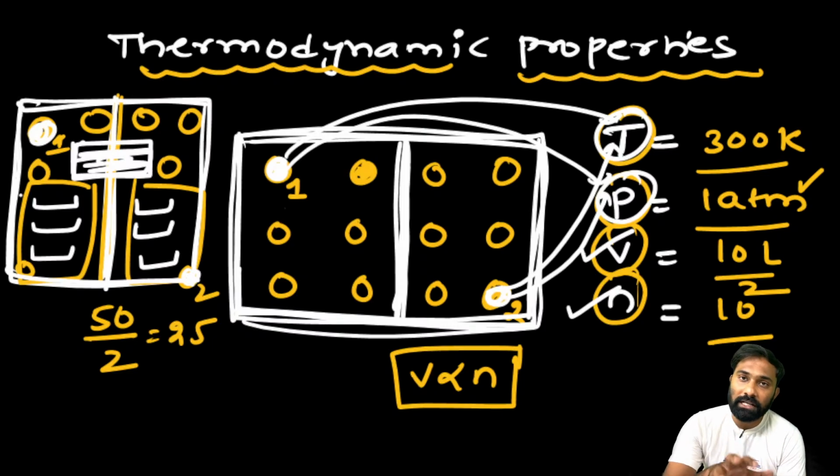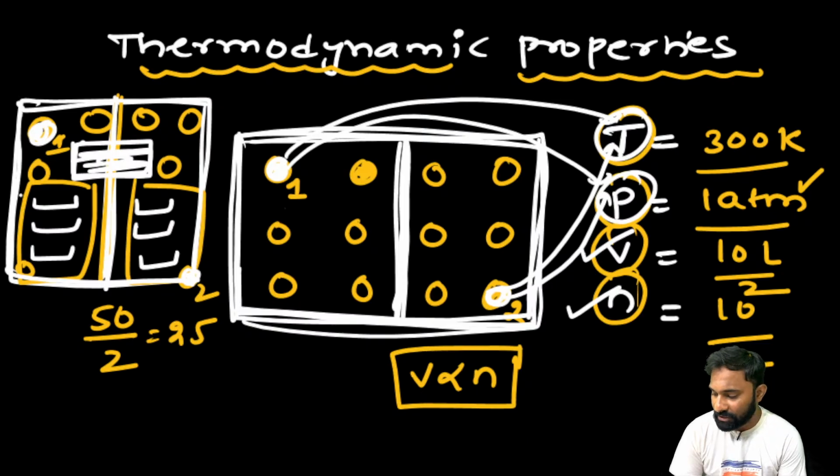Now the property which has a fixed value for our system, whatever physical property we are going to see for our system, if it has a fixed value, that property we call an intensive property. If any property changes with the changing of the system, that property we call an extensive property. Clear? I hope it is clear for everyone.